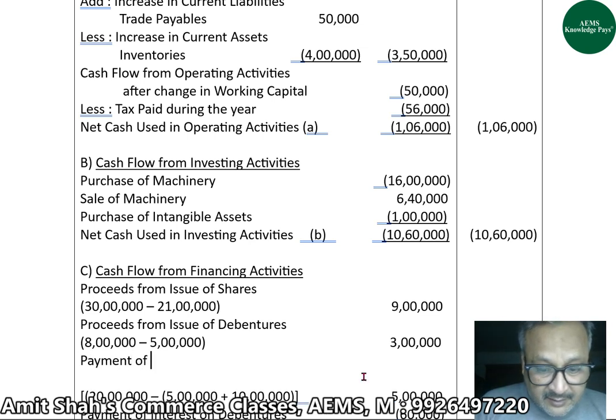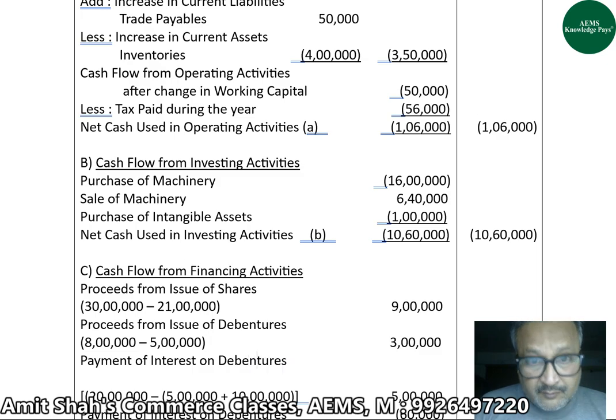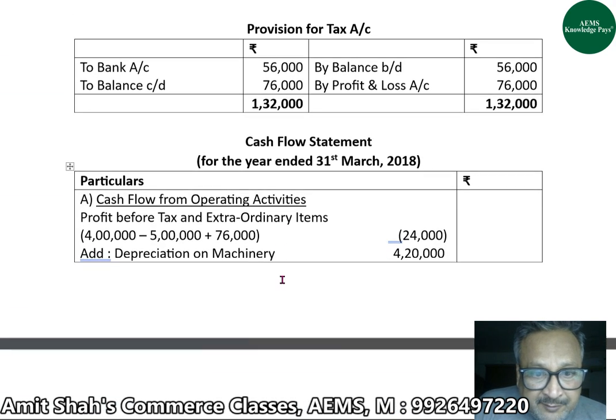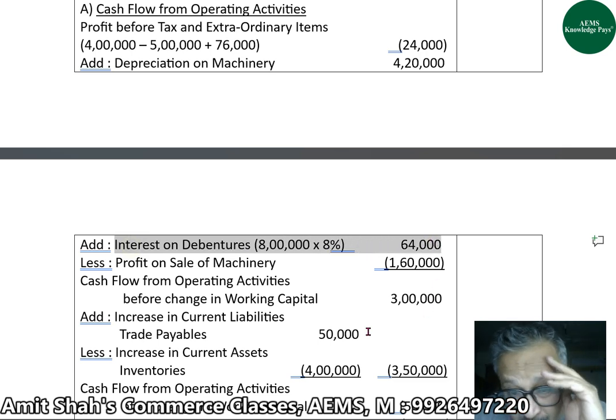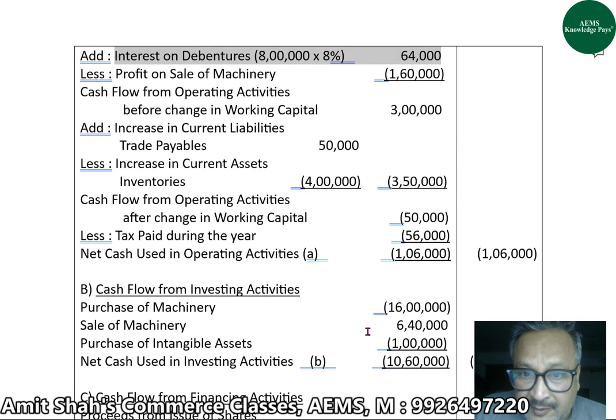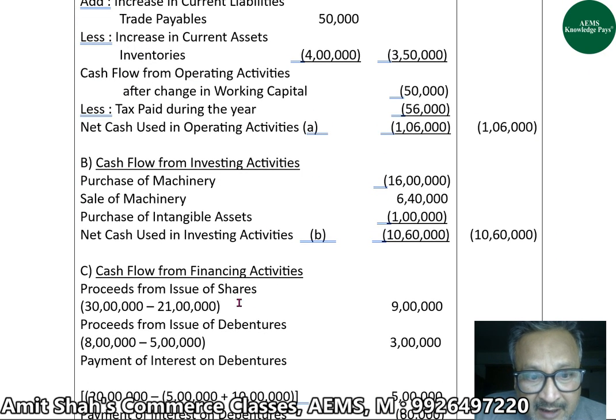And payment of interest on debentures is 64,000. The total amount of interest payable during the year, that is this one. So this amount has also been paid. Why? Because in the balance sheet we do not have any outstanding or unpaid interest reflecting in the liabilities side. It means the entire interest has been paid, so that will come under financing activities as well, which would be outflow of cash.